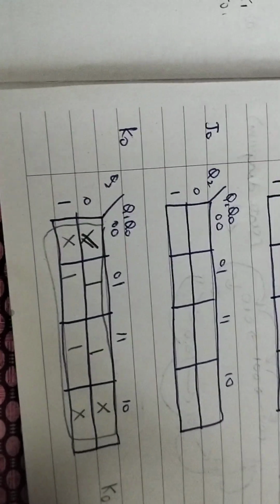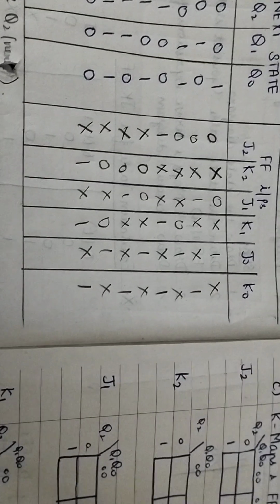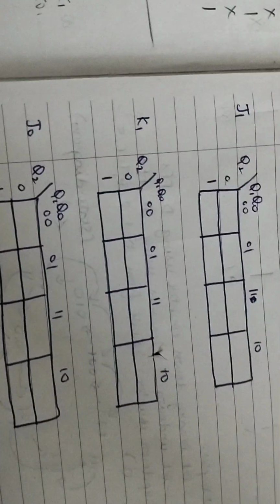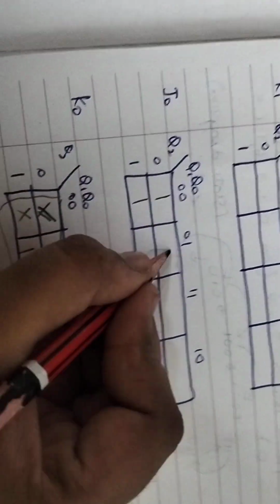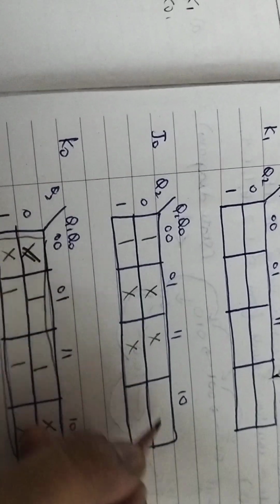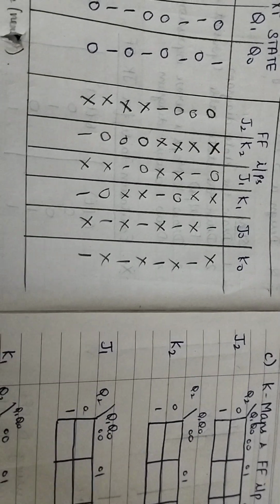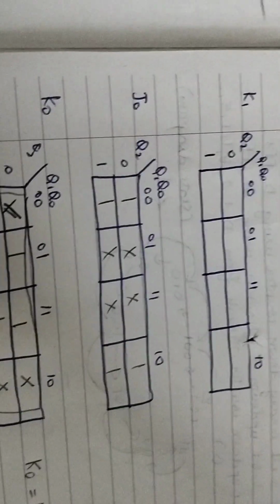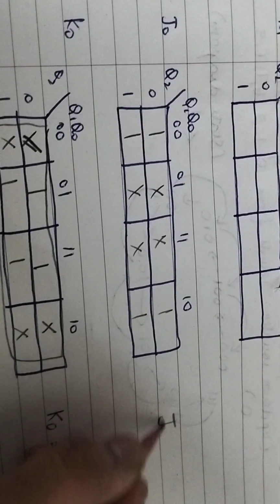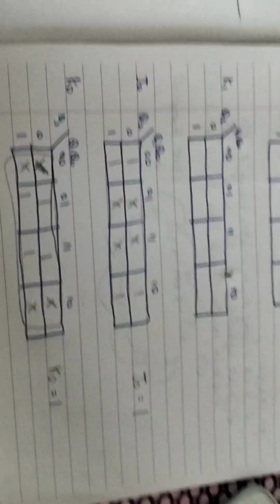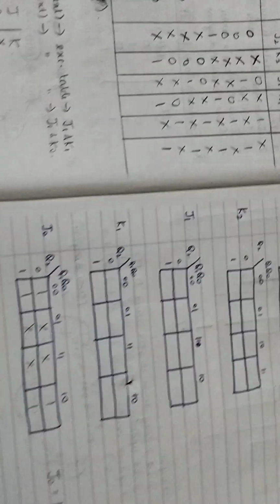You get the expression K0 equals 1. Similarly, if you look at the values for J0 and fill in, here's what you will get. What am I doing here? I am looking at the values for J0 which I got from my state table. I am filling the ones and don't cares in the corresponding locations in the K map. And again, because everything is available, J0 equals 1. Now we'll look at a slightly more involved example.